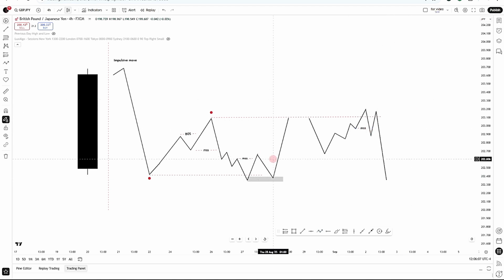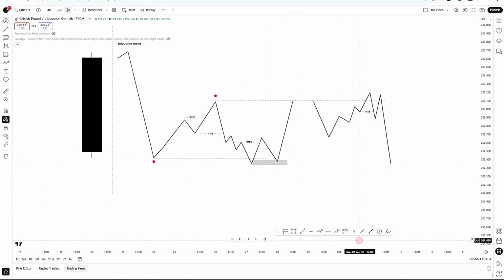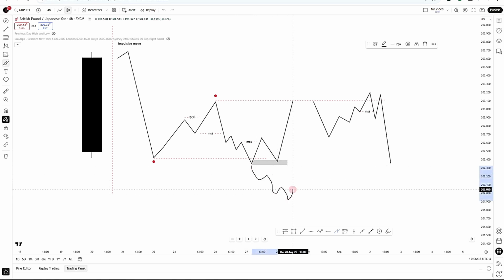Another thing before we move into the live example is that it's not a must that price takes out this and gives you a market structure shift all of a sudden for you to enter. It may be somewhere around here. Price may move down, take out this low, move down a little bit before it gives you a market structure shift. It doesn't matter.